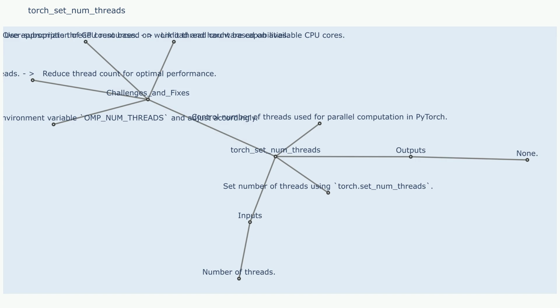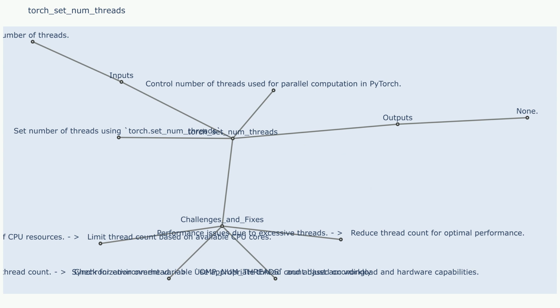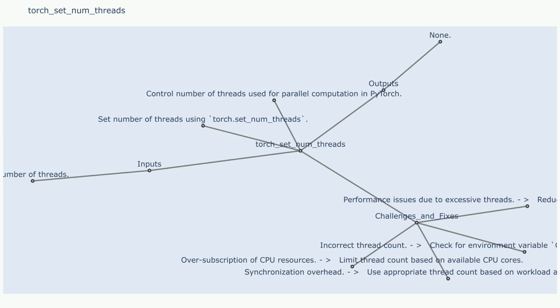torch.set_num_threads. Description. The torch.set_num_threads function sets the number of threads used for parallel operations in PyTorch. It controls the number of threads available for operations like parallel data loading and computation. Inputs. num_threads: an integer representing the desired number of threads. Outputs. None. Steps. The function takes the desired number of threads as an argument.